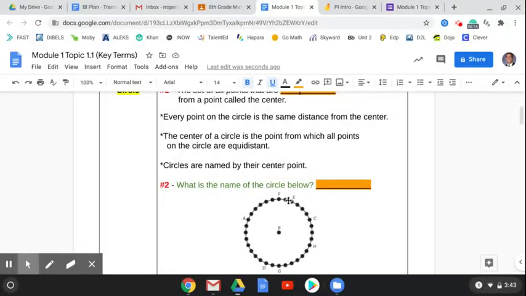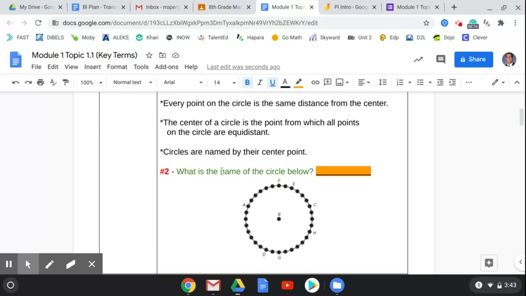So as you can see, if here's my circle, and I'm going to call the center of the circle point B, every single one of these dots on the edge of the circle is the same distance from the center. That's what makes up a circle. The center of the circle is the point from which all points on the circle are equidistant. And we name a circle by its center point.